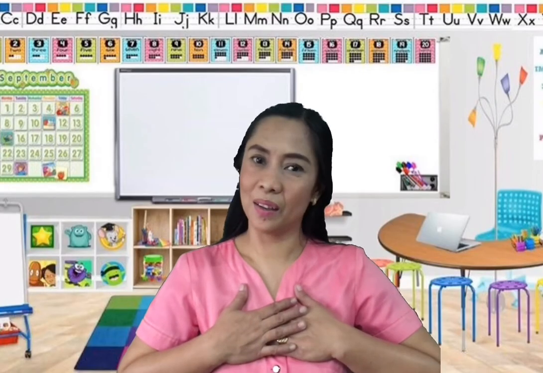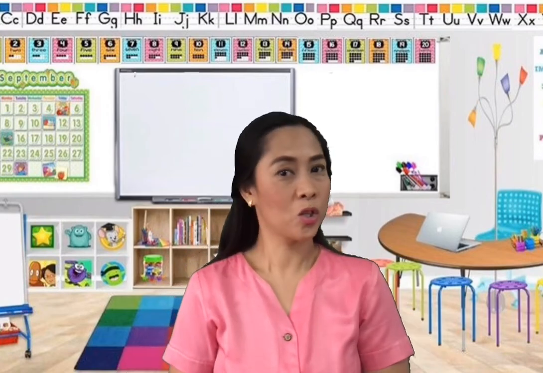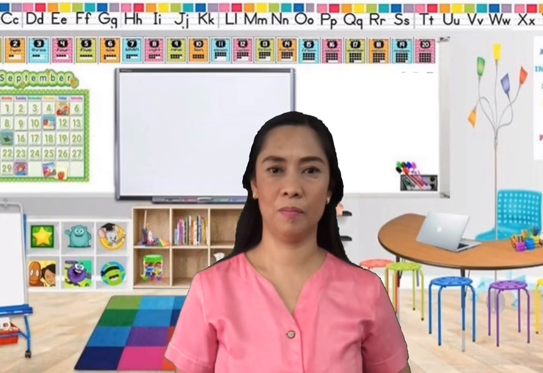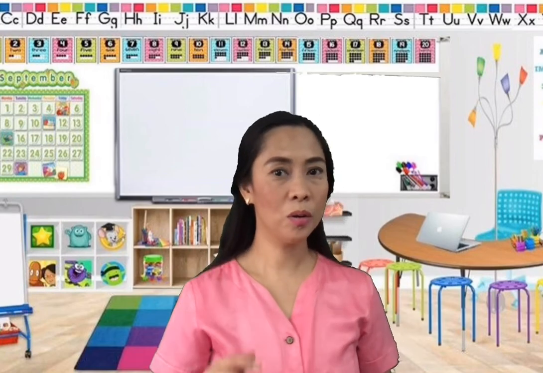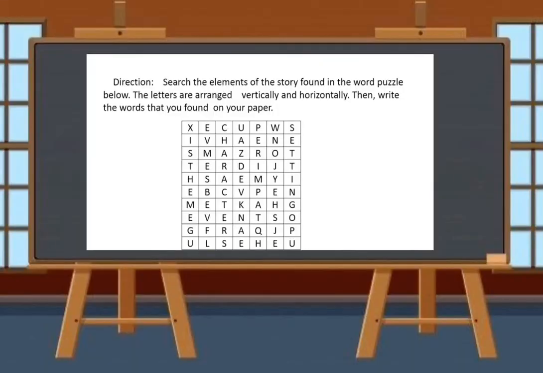This is exciting! You want to know why? Because we will travel back in time. These are the things that we've learned today. Let's all look and remember. What are the elements of the story? Kids, let us search the elements of the story found in the word puzzle. The letters are arranged vertically and horizontally. Then write the words that you found on your paper.